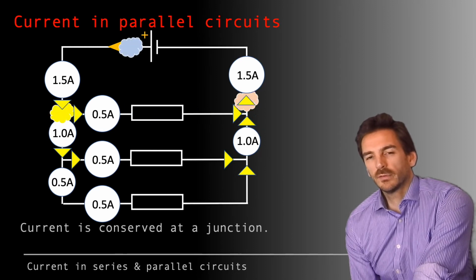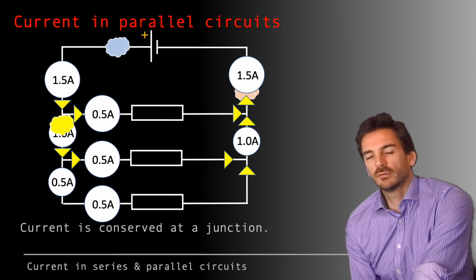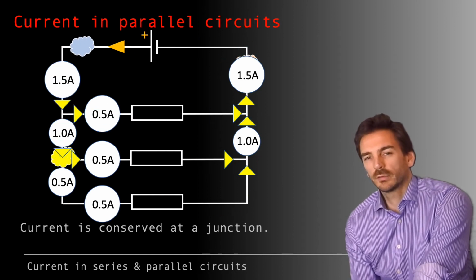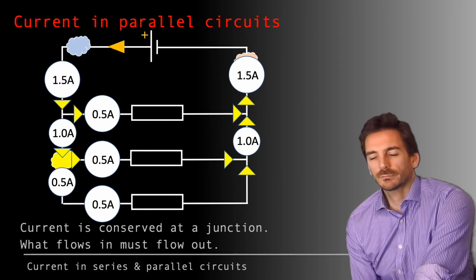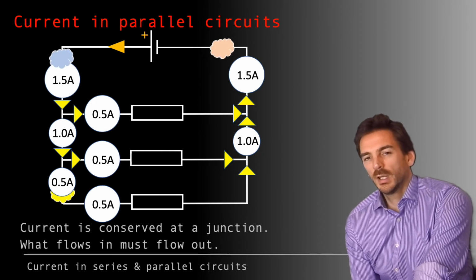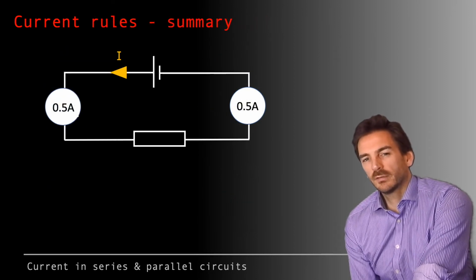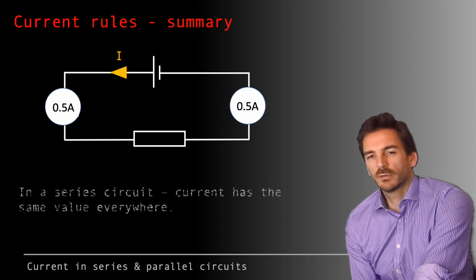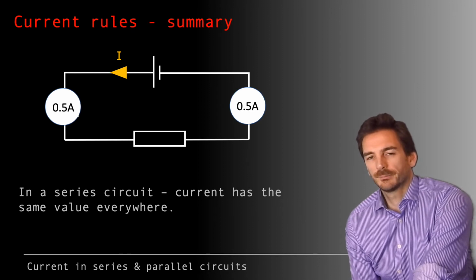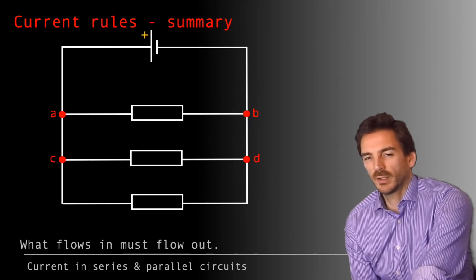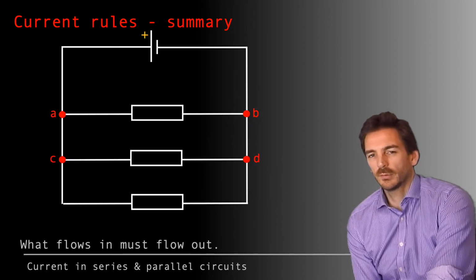And what that means is that the current is conserved at a junction. Whatever flows into the junction must flow out of the junction. So, to summarise series rules, current in series circuits is the same everywhere. Doesn't matter where you put the ammeter, as long as it's in series, it will tell you the current flowing through that circuit. Parallel, it's a little bit more tricky, so I'm going to spend a bit of time making sure you understand this summary.